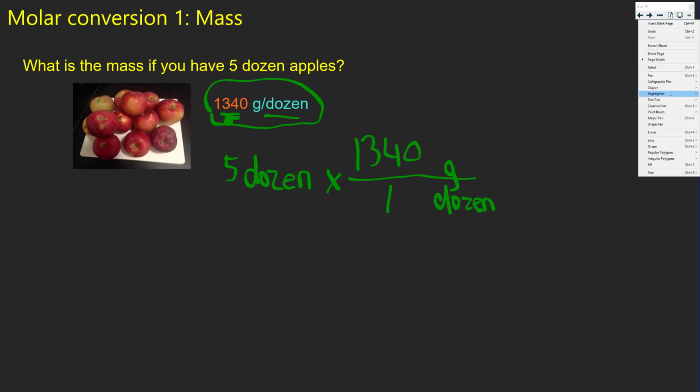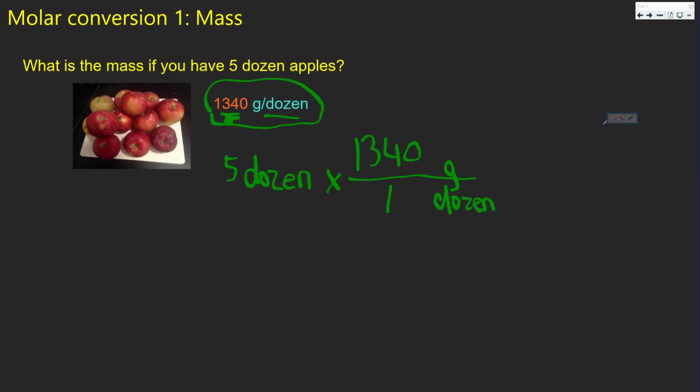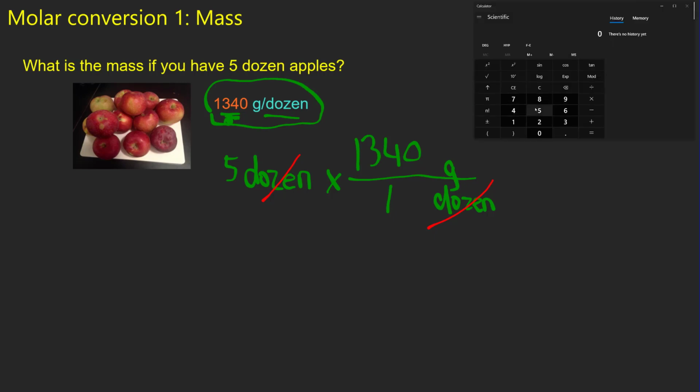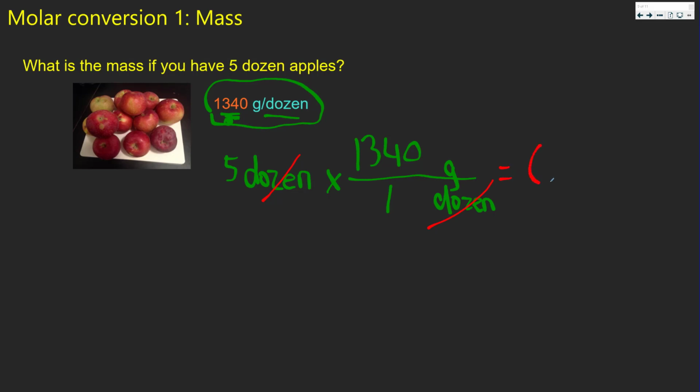So then you can see that you can actually just cancel off the dozen, because dozen is the denominator and you're starting off with dozen in the numerator. So this gets canceled. And what is my number? Let me see if I can just bring my calculator here. So that's 5 times 1340. That gives me 6,700. So the answer is 6,700. And what's my final unit here? Well, grams is what I'm left with, so I have 6,700 grams.